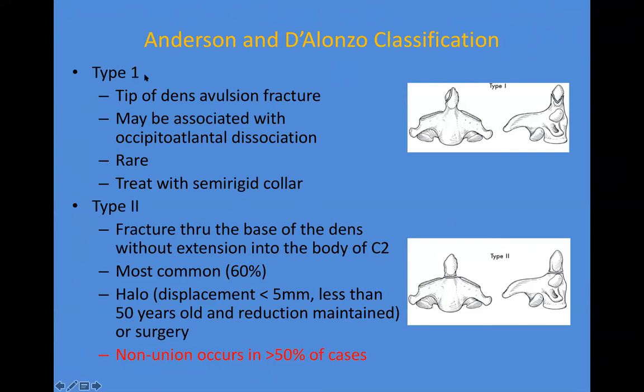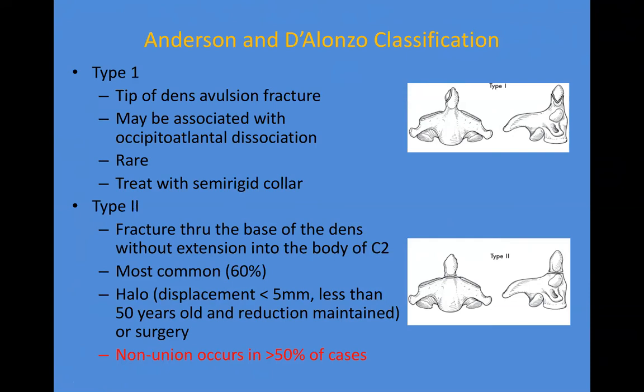Type 1 fracture is really uncommon, and it's an avulsion fracture at the tip of the odontoid process. And it's a little small fracture fragment, so it's hard to see, and you probably wouldn't see it unless you had a CT anyway. And it's a rare avulsion fracture, and you just put those people in a collar. Type 2 fracture is like the fracture we just looked at, where it's through the base of the dens. It doesn't go into the body of C2.